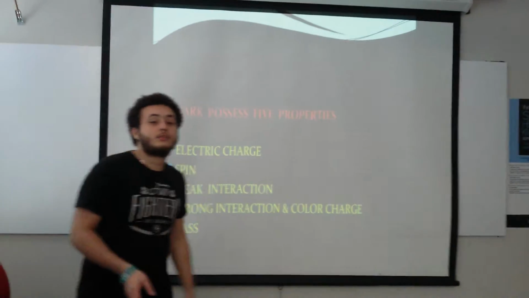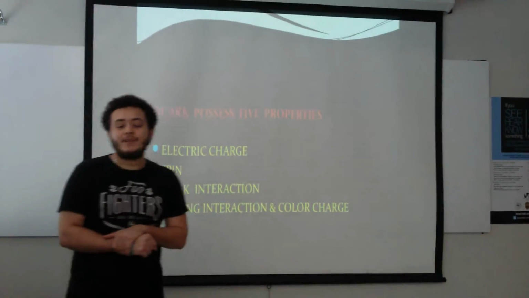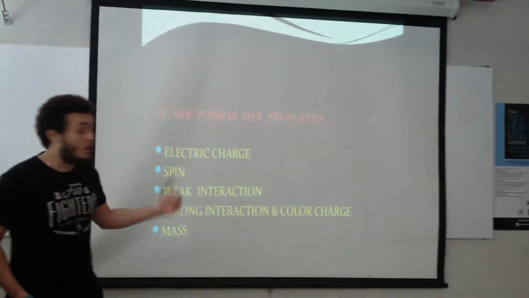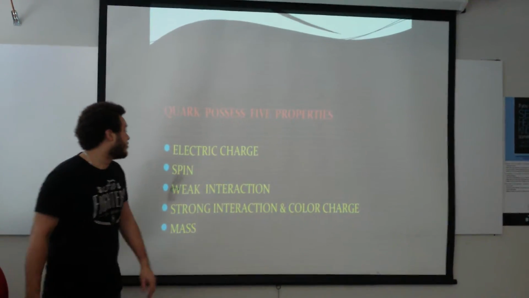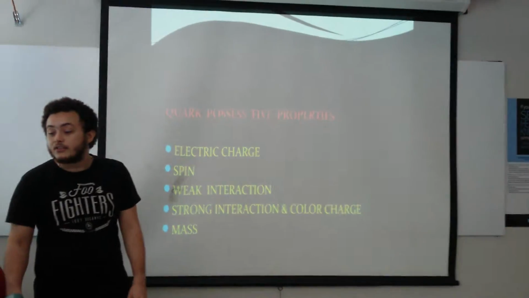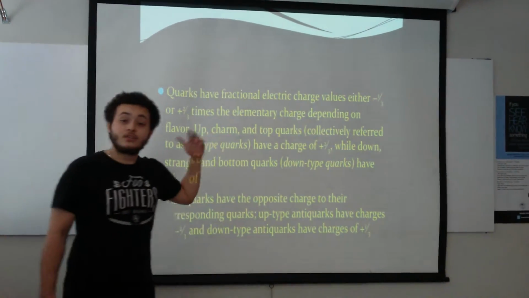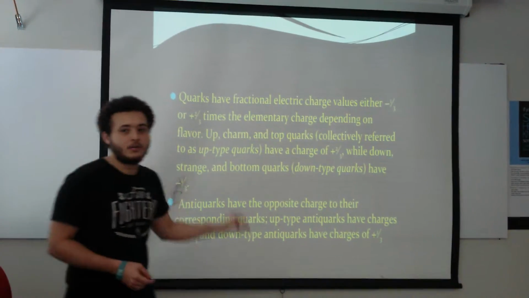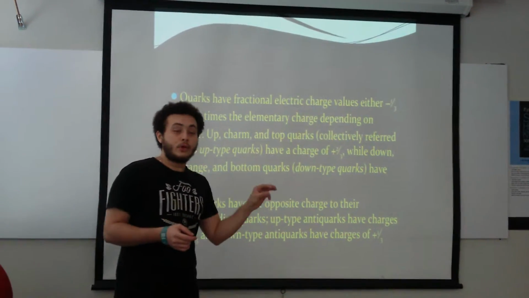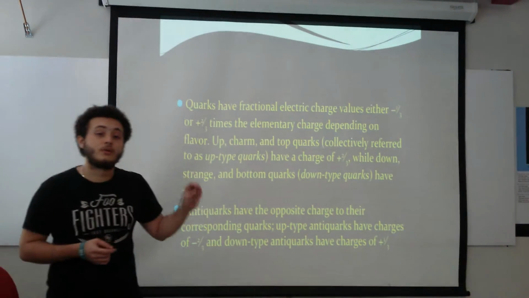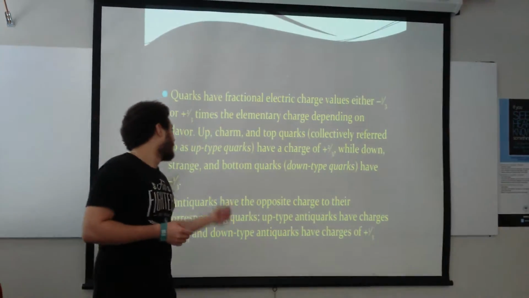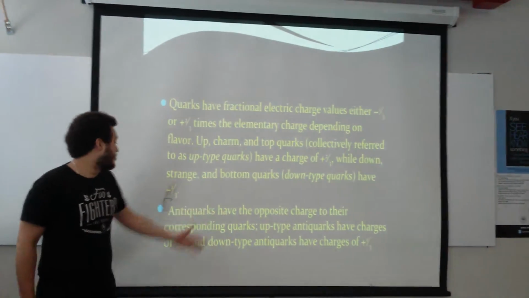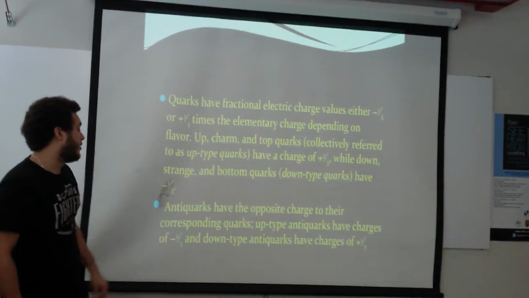Then we have more properties of quarks. They have many properties: the electric charge, the spin, the weak interaction, the strong interaction, and the mass. Again, for the electric charge, we showed that 3 quarks have a positive charge, and 3 quarks have a negative charge. And as I said, antiquarks have the opposite charge to the corresponding quarks.